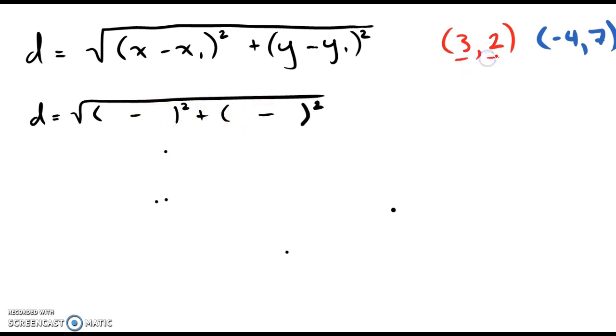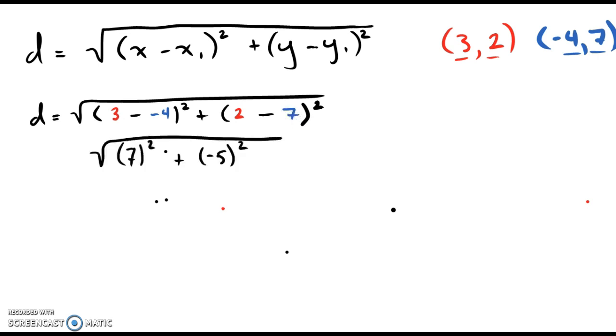X, y, and x, y. This is what it should look like in the next step. In the next step, you're going to get 49 plus 25. And finally, you get square root of 74 rather. Sorry about that.